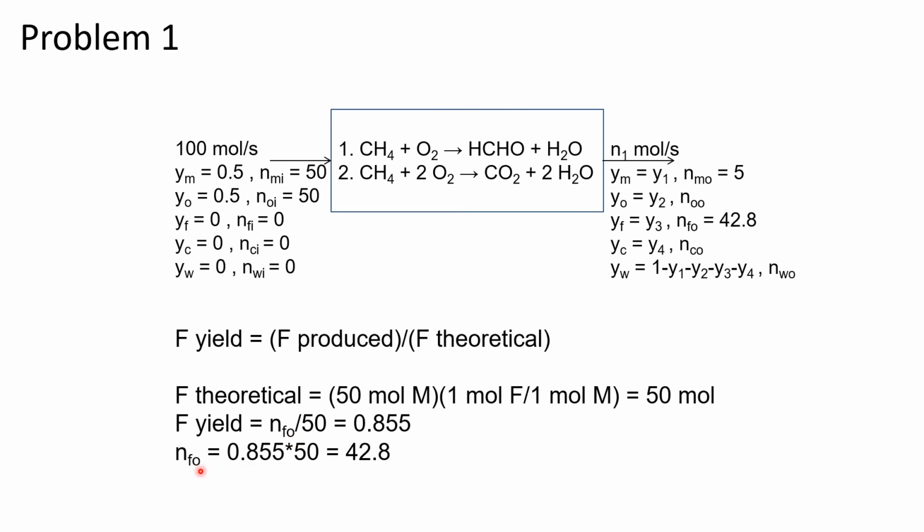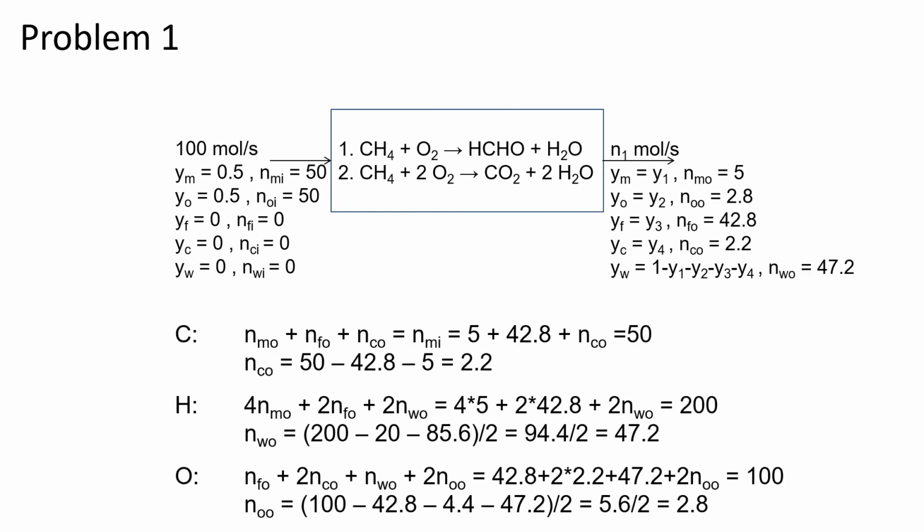So simply rearranging this, we can calculate the formaldehyde out as 42.8. We'll add this number then up to our stream information. Now we should be at a point where we can solve those atomic balances for the unknown flows. And we're going to do that. What's shown here are the atomic balances that were written for carbon, hydrogen, and oxygen, simply rewritten.